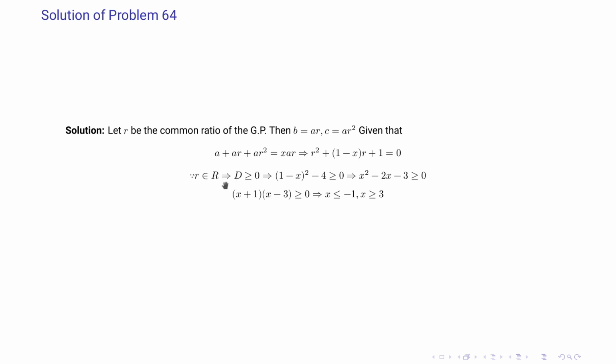Now since r is real, that is r is in the set of real numbers, D has to be greater than or equal to 0. That is (1 minus x) square minus 4 greater than or equal to 0. So we get x square minus 2x minus 3 greater than or equal to 0. That is (x plus 1) into (x minus 3) greater than or equal to 0. So x is less than or equal to minus 1 or x greater than or equal to 3.